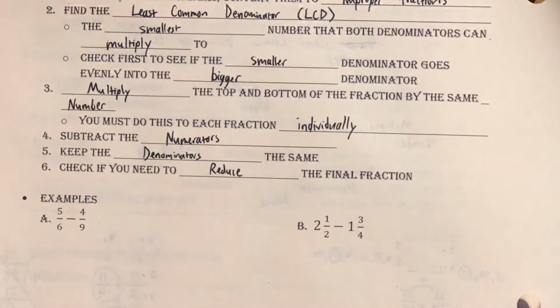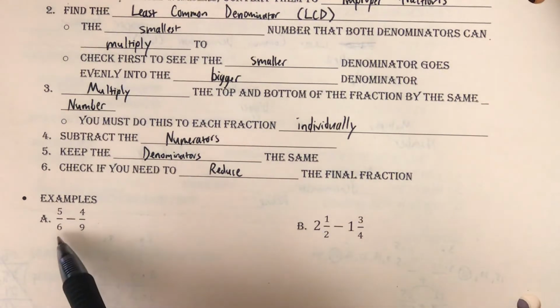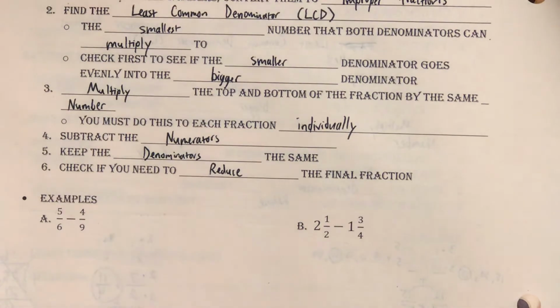First, I want to check, do I have any mixed numbers? No, I don't, so no converting to improper fractions. So now we need to figure out what that least common denominator is. Well, first thing I always check is, does the smaller denominator go evenly into the bigger denominator? So 6, does that go evenly into 9? No, it doesn't. So that tells me that I need to change both of my fractions.